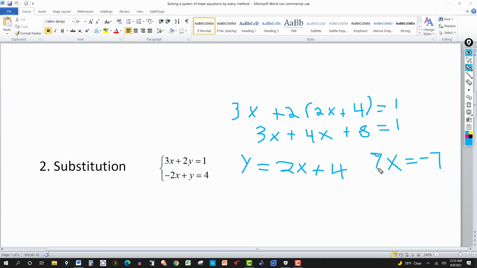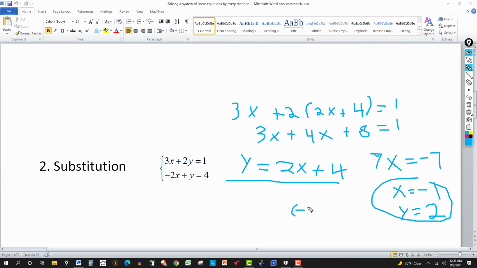Okay. Easy shortcut from the last video. 7 into -7 is -1. So x is -1. And then go to the one we use for substitution. This is already solved for y, so put a -1 right there. -1 times 2 is -2, and 4 is 2. So y equals 2. Or you can say this is your solution right here. Or you can write it as an ordered pair, because that's what it is. That's where the two lines intersect. -1 and 2. So that's the substitution method.